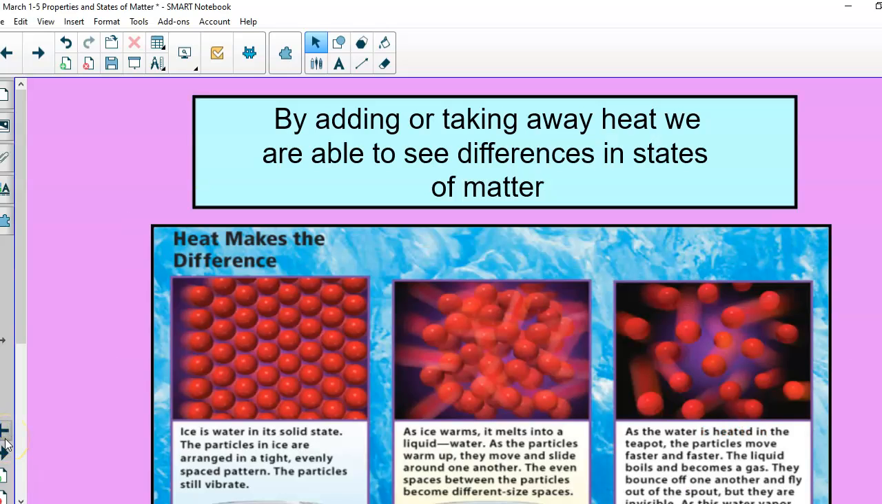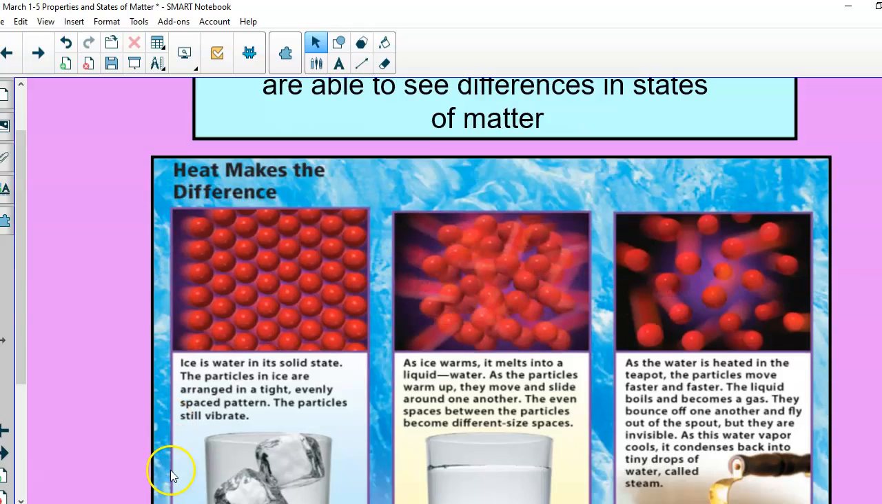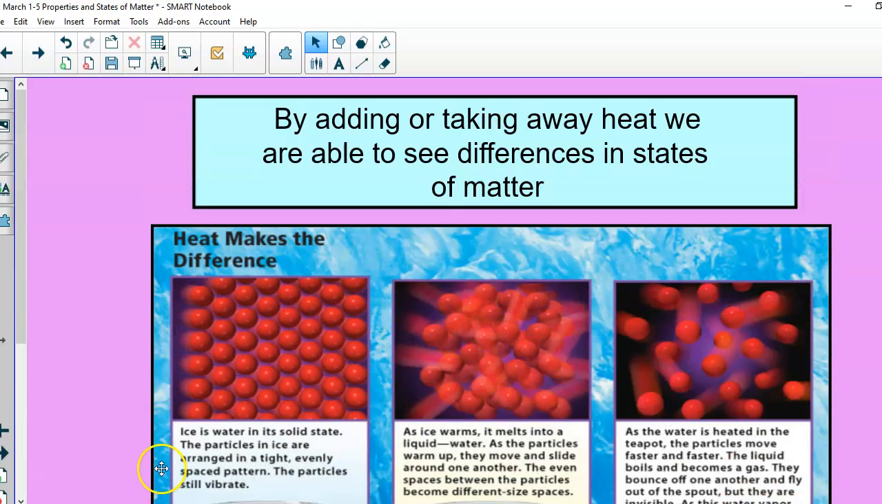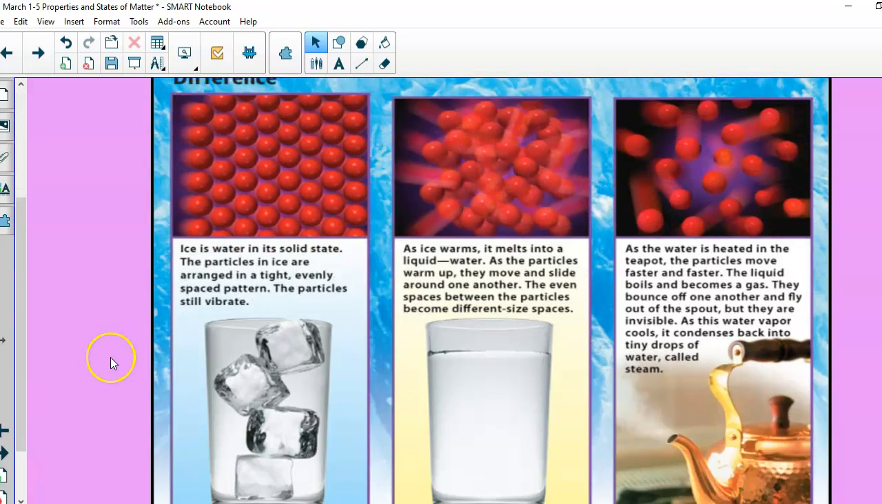All right, so boys and girls, for this last very short video, we're going to talk about how matter can change states. The same kind of matter can change states. And a perfect example is to look at water. By adding or taking away heat, we are able to see differences in states of matter. And maybe you can already tell just by looking at the particles here, which one's a solid, which one's a gas, and which one's a liquid.